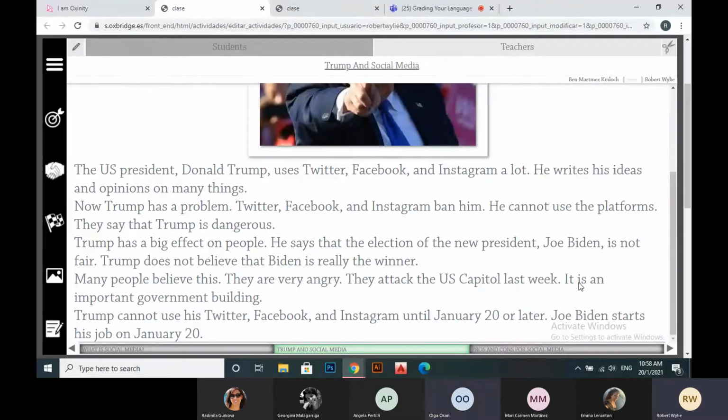So it is an important government building. He cannot instead of he can't, and so it just simplifies it that little bit more. And I think you can clearly see the contrast between the two texts that we have.